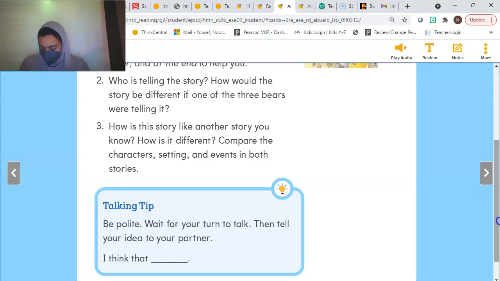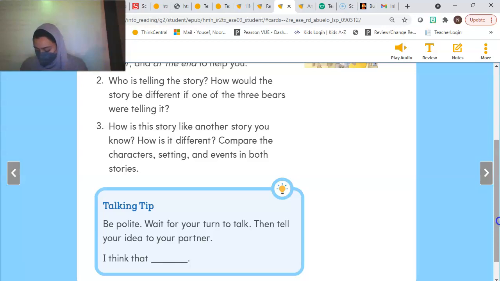Whoa. Who's telling the story? Dustin? His grandfather. Very good. How would the story be different if one of the three bears were telling it? It would be weird. He would be explaining what happened instead of telling what happened, wouldn't he? Explaining a story is saying, okay, so then I was here and then this happened, and so you're seeing it from his point of view rather than what actually happened. It's a different perspective.